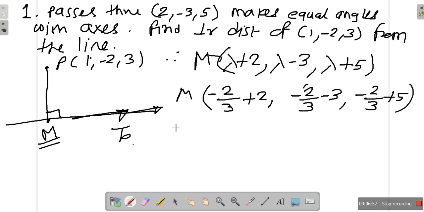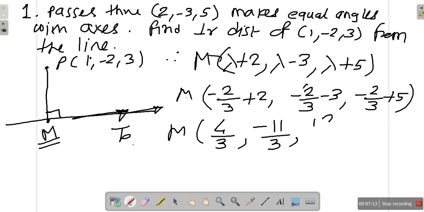So what do we get here? M is (3 times 6 minus 2) so 4 by 3, minus 9 minus 2, minus 11 by 3, and 15 minus 2. That is, our job is done. This is M, this is P.